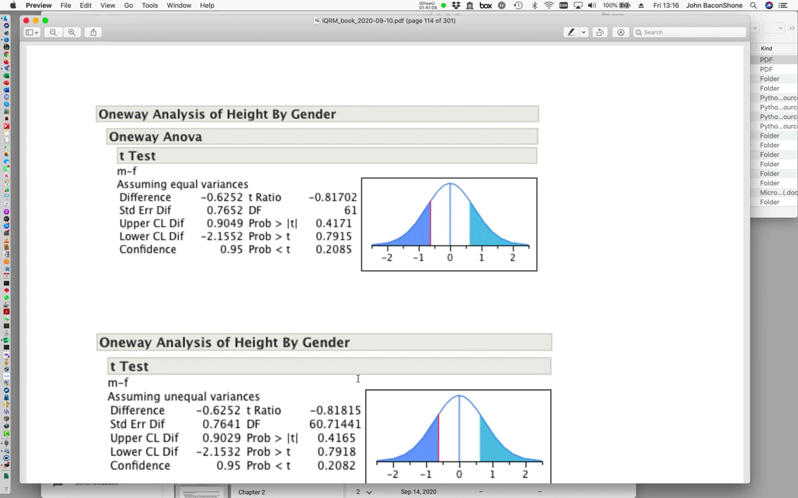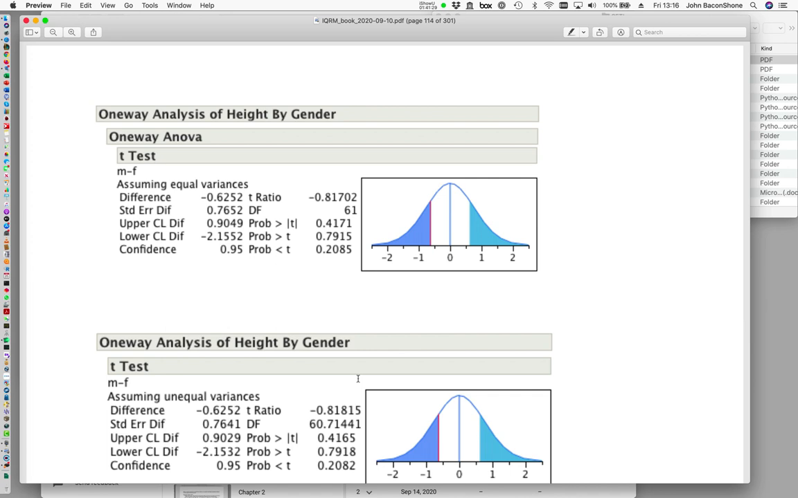Okay? And then the second half of the page is exactly the same, except this one does not assume the variance is equal. So the top half is a pooled 2 sample t-test. The second half is an unpooled 2 sample t-test. And you will see in this particular case the results are almost identical. There is basically no real difference.